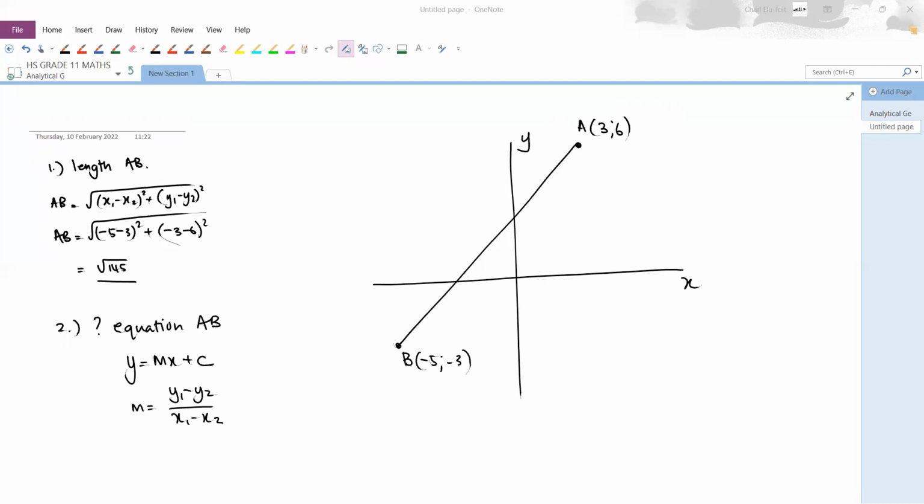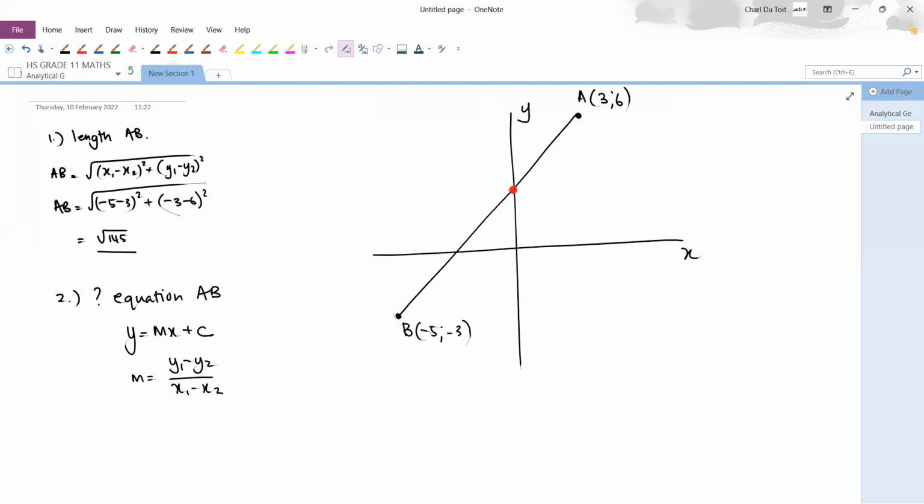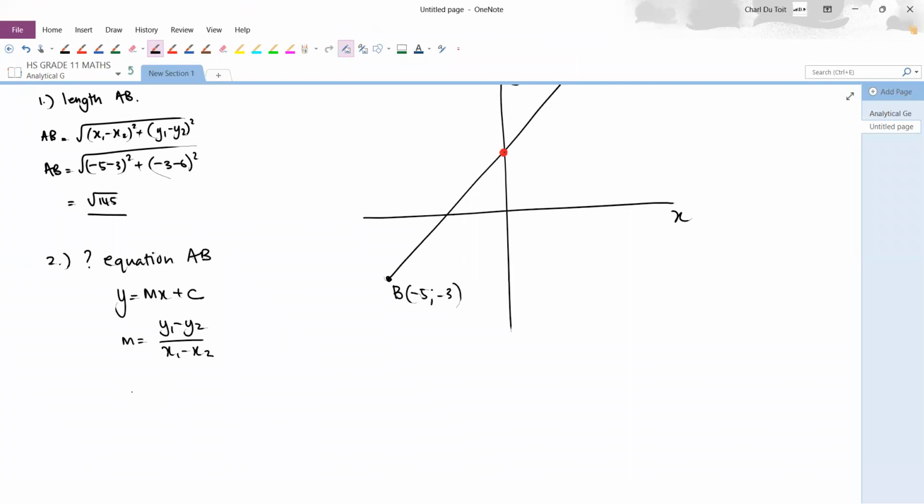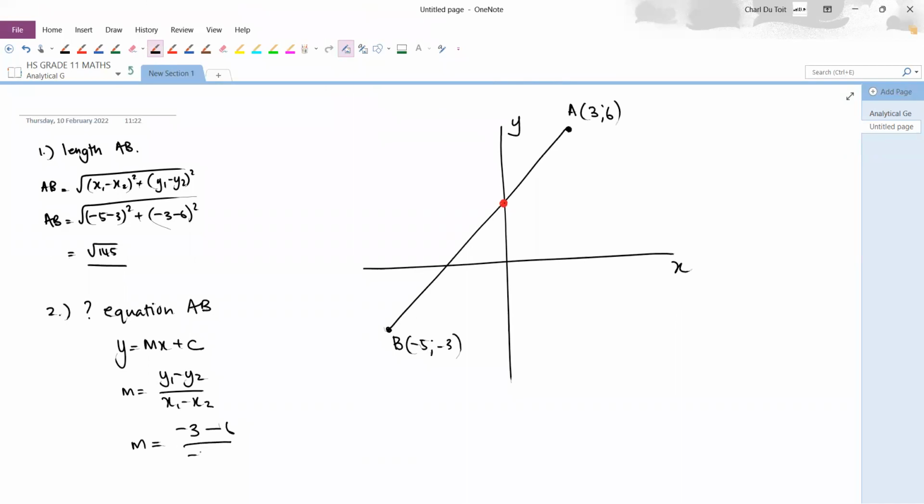Is this the formula for gradient? That's mx plus c. Yeah, I have to do, look, unless they give me the y-intercept first. If I've got the y-intercept, then I don't even need to find the gradient. But because I don't have that, I need to find the gradient first. So you have to find the gradient first before you can actually do it. Okay, help me. It's like (-3 minus 6) over (-5 minus 3).